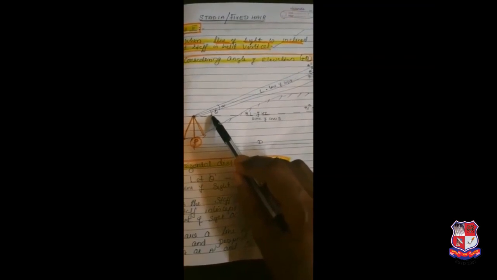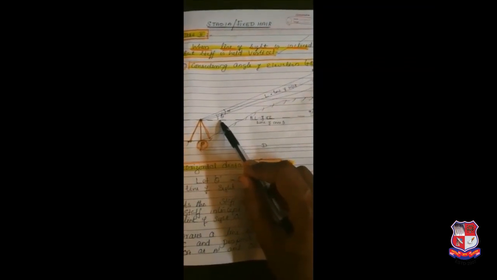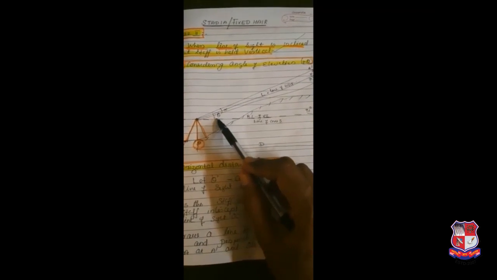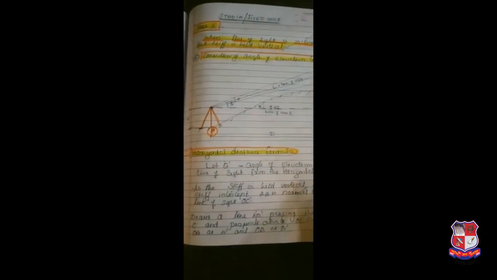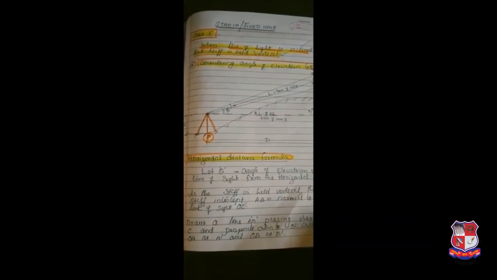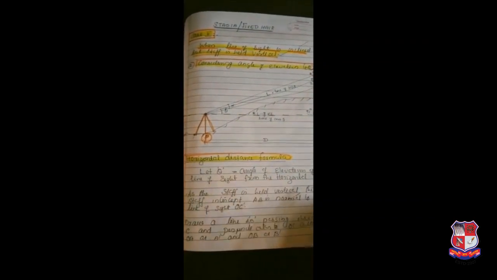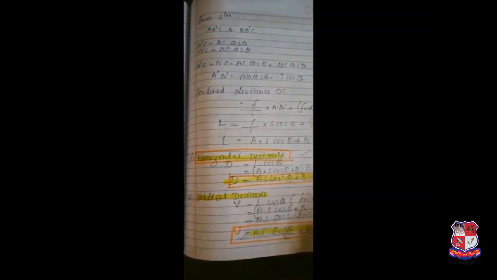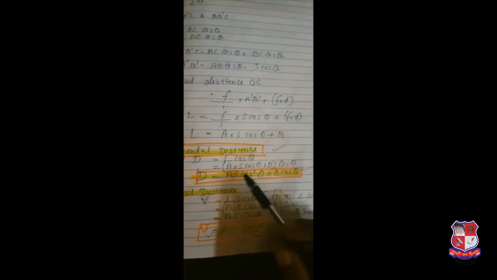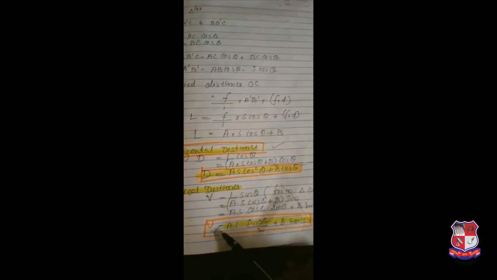And one more thing, this theta angle is the angle from the axis of the instrument to the middle hair. First, we have to find the horizontal distance formula. These are all the descriptions of this drawing. I am not going into the derivation in detail. You can just equate the triangles and come to the equations: horizontal distance D is equal to AS cos square theta plus B cos theta, and vertical distance V is equal to AS sin 2 theta by 2 plus B sin theta.